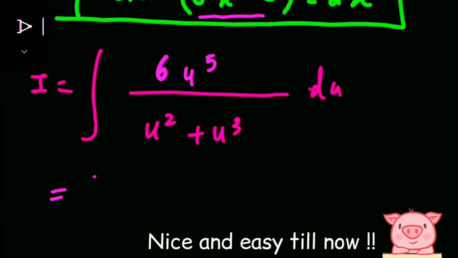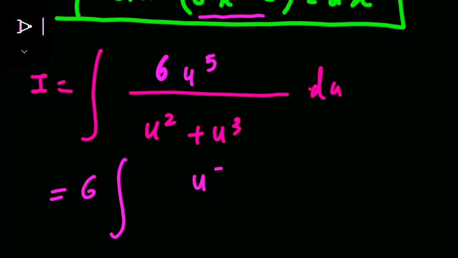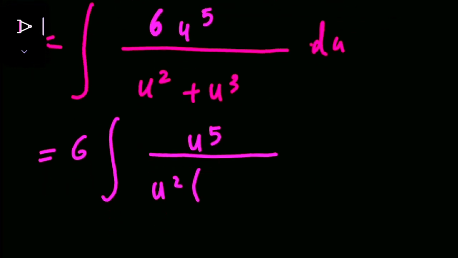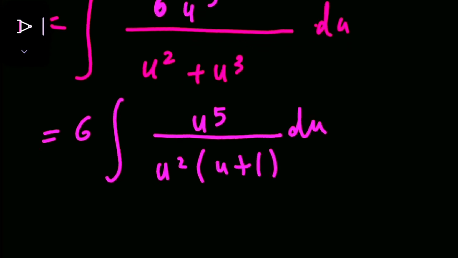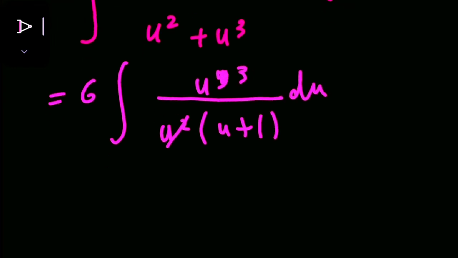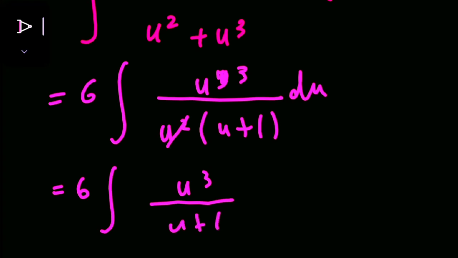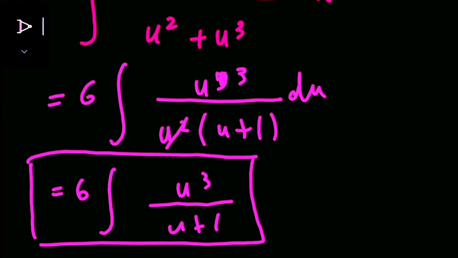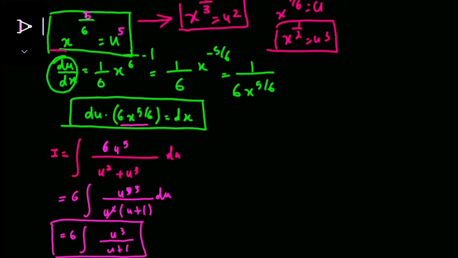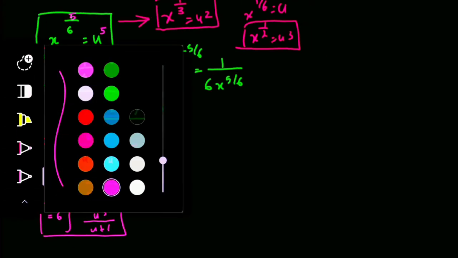Now I can take 6 common outside the integration, u to the power 5, and from the denominator I can take u square common, and inside it will remain u plus 1, and du. Now from the exponential rule, u square cancels out and 5 becomes 3. So I have 6 times the integration of u cube upon u plus 1. It's just the half from here. Now I have to solve this, and the problem will be solved very nicely.